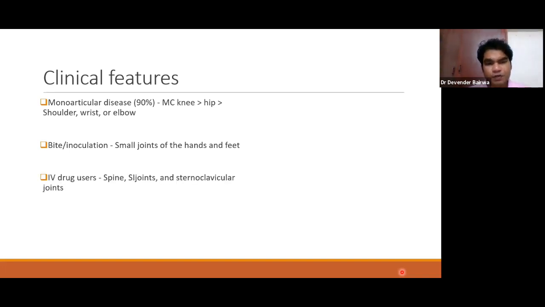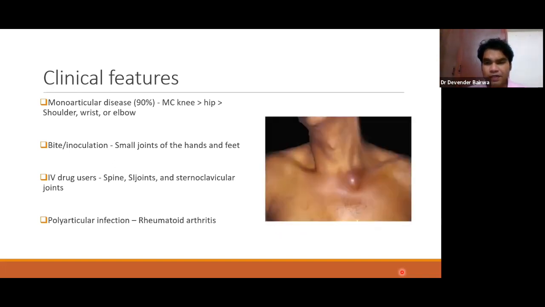In case of IV drug users, there can be involvement of the spine as well as the sacroiliac joint and sternoclavicular joint. And in our RA patients, we can see polyarticular infection. This figure is from Harrison, and you can see a fluctuant swelling visible over the left sternoclavicular joint, and this figure is taken from an IV drug user patient.